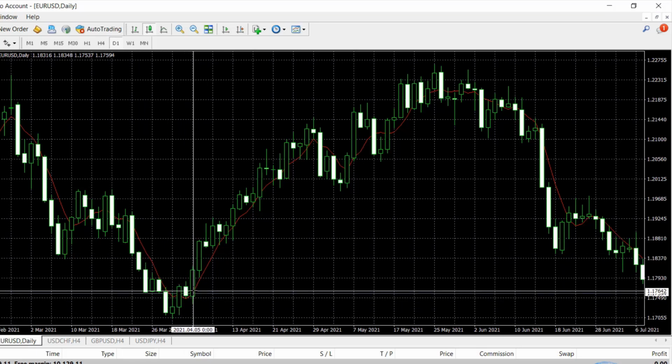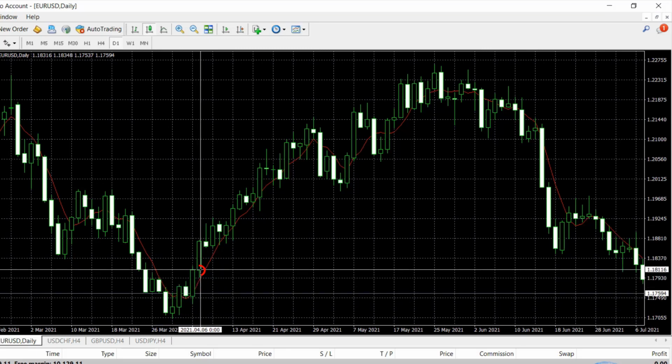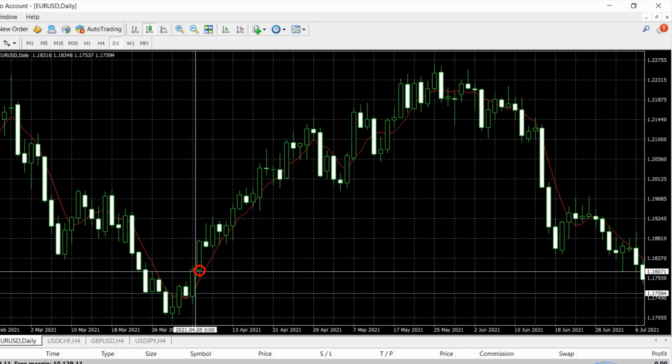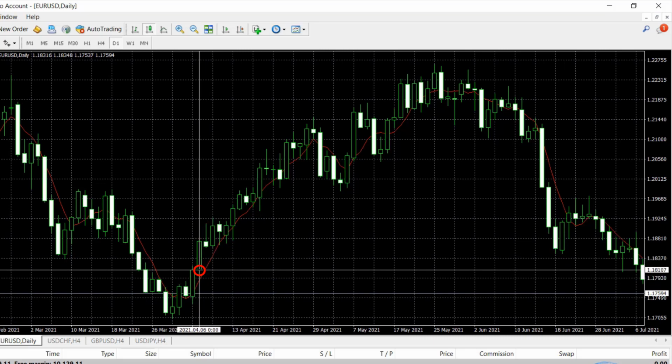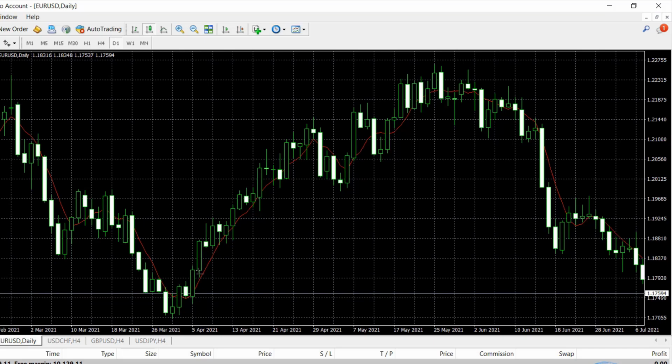So every time we have a bar that opens above the moving average, we have a buy signal. Okay, for example, this candlestick right here opened above the moving average, so this is a buy signal at that moment. I can put one horizontal line and I can put a vertical line. Here we go. At that moment we have the buy signal.